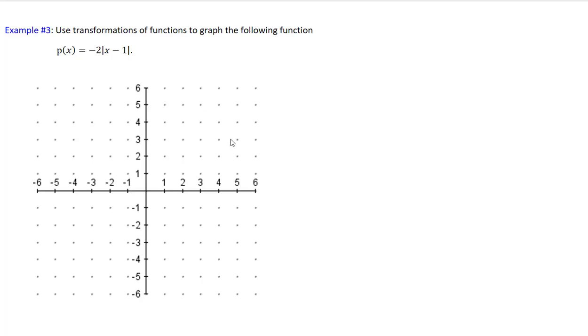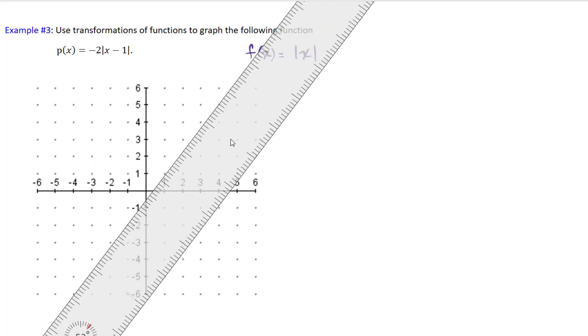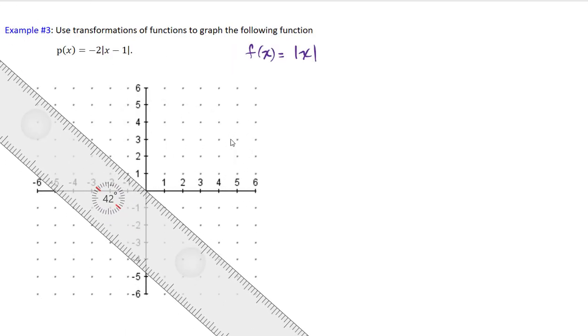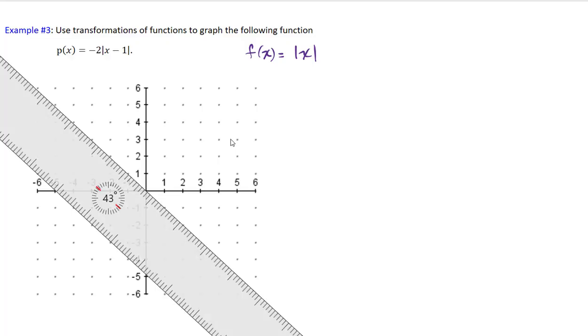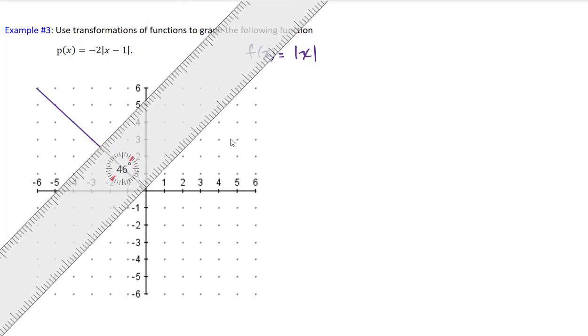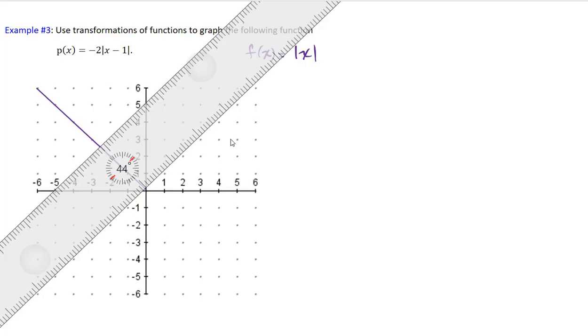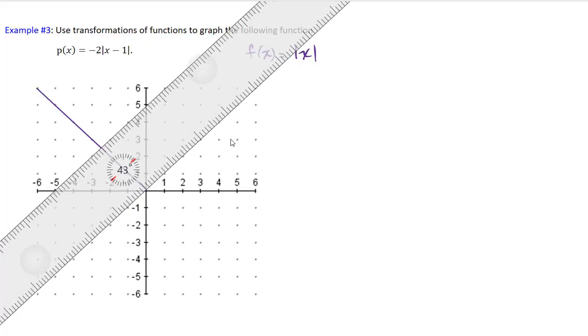Let's define that as f of x, which is the absolute value of x. Note that the graph of the absolute value of x is a V-shaped graph with a vertex point at the origin, and for every integer value, the output is the absolute value of that integer. So we'll use 1, 1, 2, 2, 3, 3, and so on.